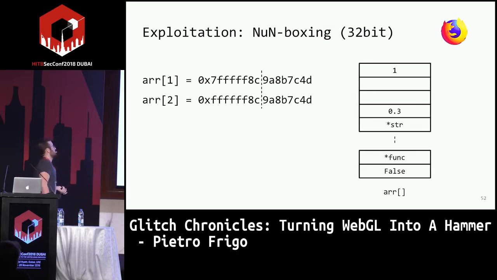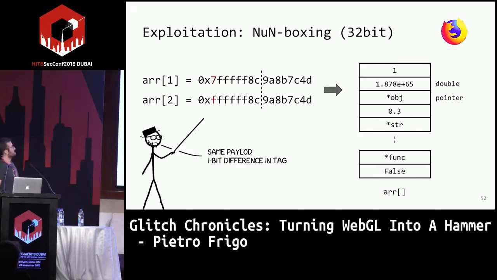So what happens here is that if, for instance, you have these values stored in the cells of array 1 and array 2 in memory, the way your JavaScript engine will see them is as two different values. One is going to be a double, and the second one is going to be a pointer. And here, as you can see, the payload is completely identical, but there is one bit of difference in the tag. One is a number, and the other one is a pointer. Now, when you think in terms of Rowhammer, one bit difference is basically one bit flip away.